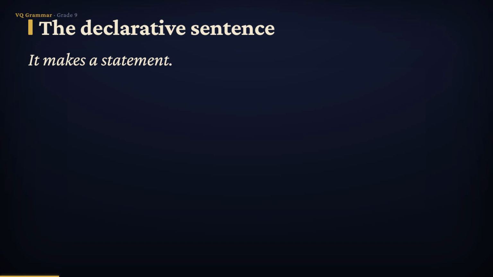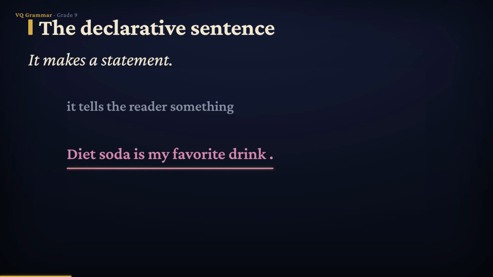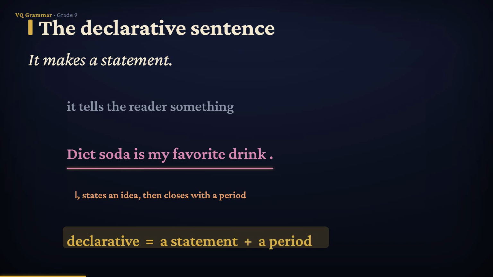Let's start with the declarative sentence. A declarative sentence makes a statement. It tells the reader something, a fact or an opinion. Here's one. Diet soda is my favorite drink. That sentence simply states an idea and comes to a quiet stop. And notice how it ends, with a period. That's the signature of a declarative sentence. It states something and it closes with a period. Most of the sentences you read and write every day are exactly this kind.